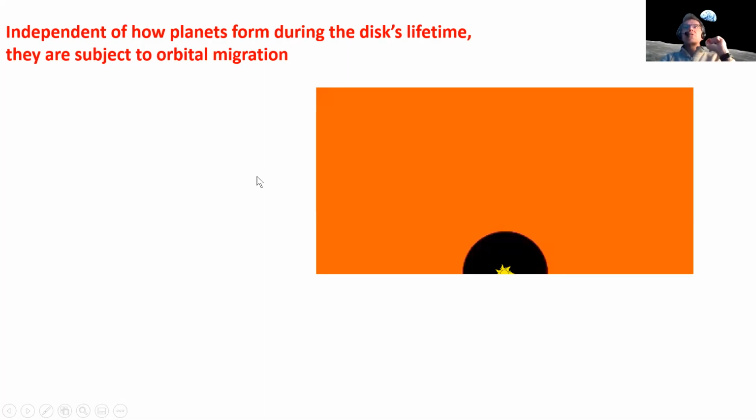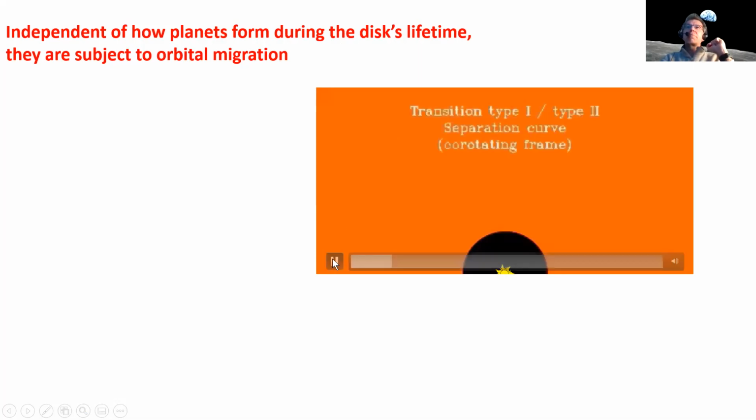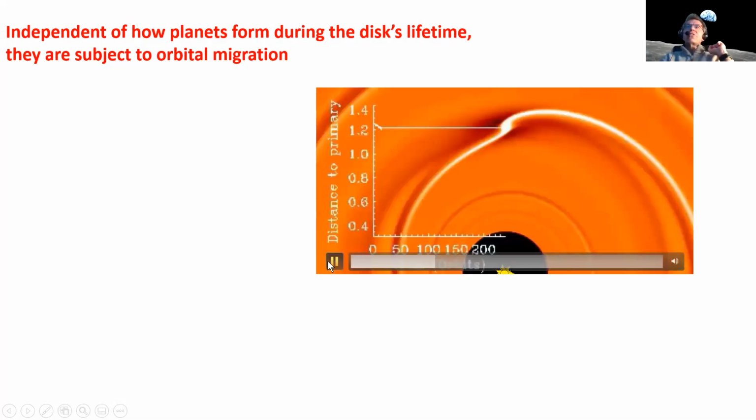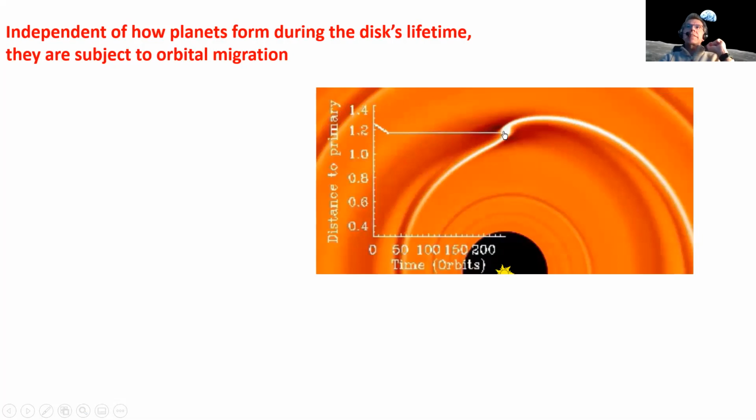So what is that? Look at this animation from Frédéric Masset. Okay, so we stop it for a second. This is a planet embedded in a disk. The sun is here, and the colors represent the density of gas. There's no dust here. So orange colors mean a certain density of gas, darker color means less gas, brighter colors mean more gas. The planet perturbs the gas and launches a spiral density wave.